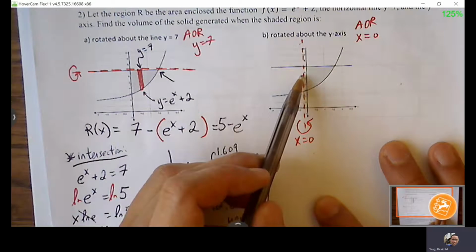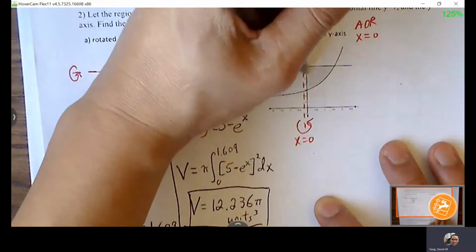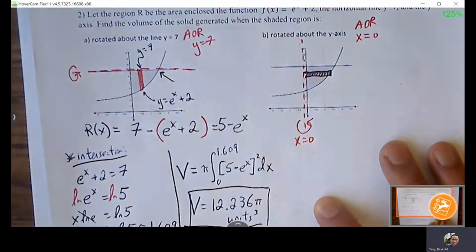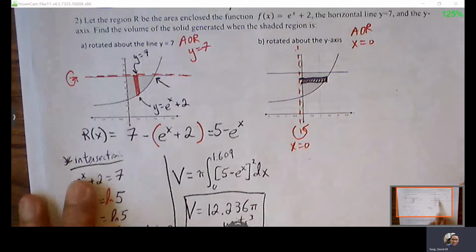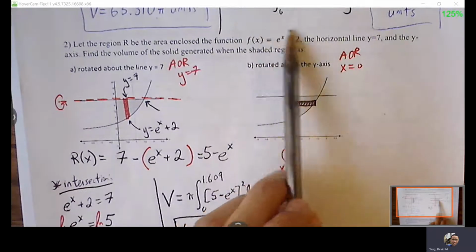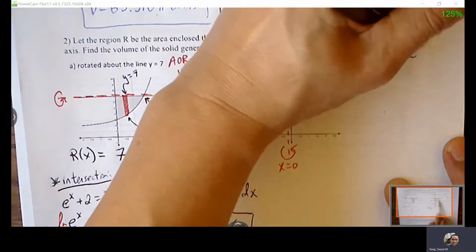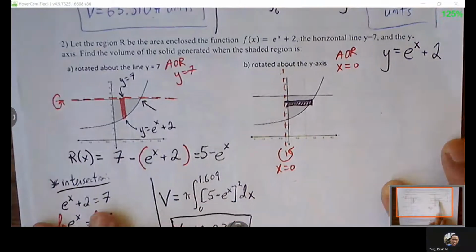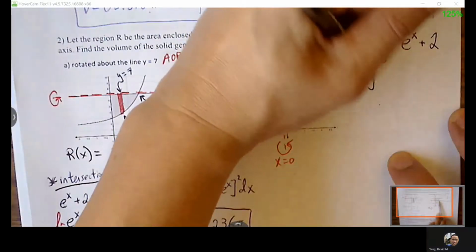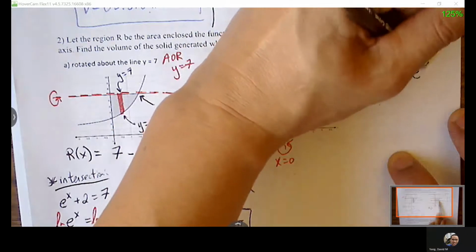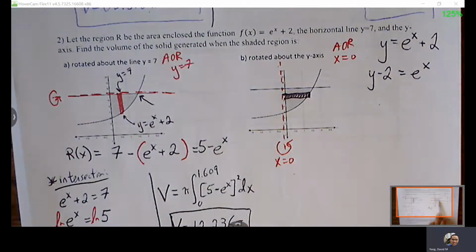Start on the axis, start on a dotted line, extend to the boundary of your shaded region. Now we're ready for right minus left, but this equation is the curve, and it is not in the right form. So we have to get x by itself. Okay, step by step. I can subtract 2 from both sides. Now, e to the x is not good enough. We want just the x by itself.